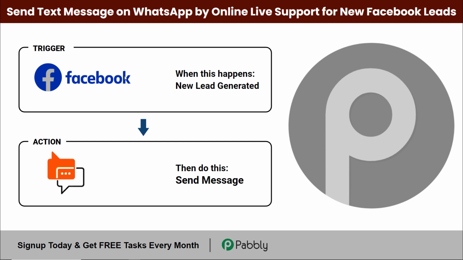Here, your trigger application will be Facebook lead ads and your action application will be WhatsApp by online live support. Now, how can you do this yourself? Integrate and automate this entire process. To understand that, let's begin.